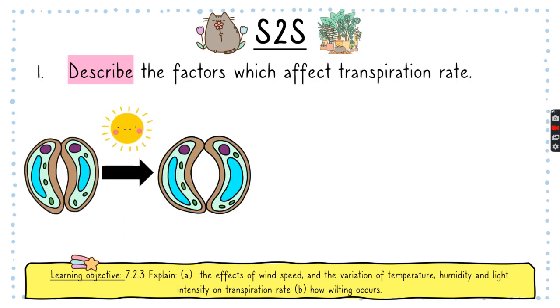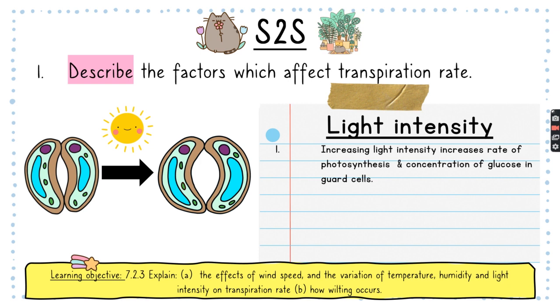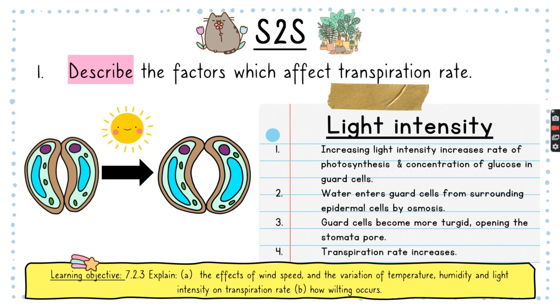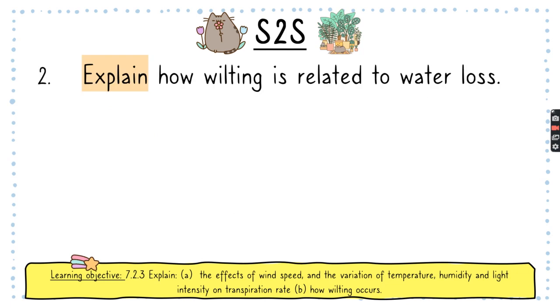Then we have this part right here, light intensity. Increasing light intensity increases rate of photosynthesis and concentration of glucose in guard cells. Therefore, water will enter guard cells from surrounding epidermal cells by osmosis, causing the guard cells to become turgid and opening the stomata pore. Therefore, more water vapor will be lost by diffusion, and overall transpiration rate increases.